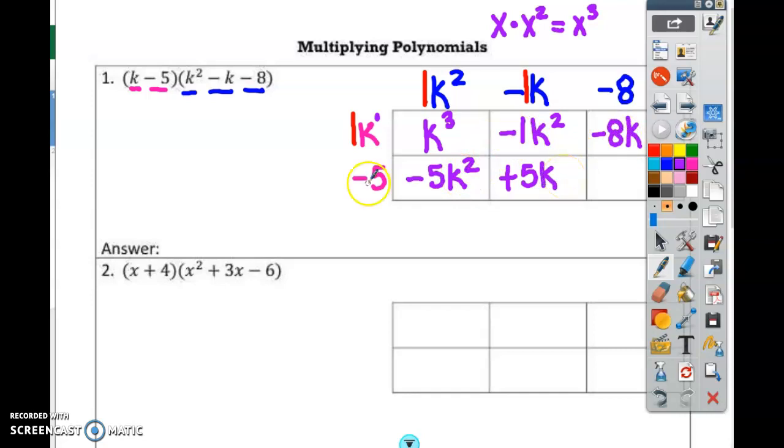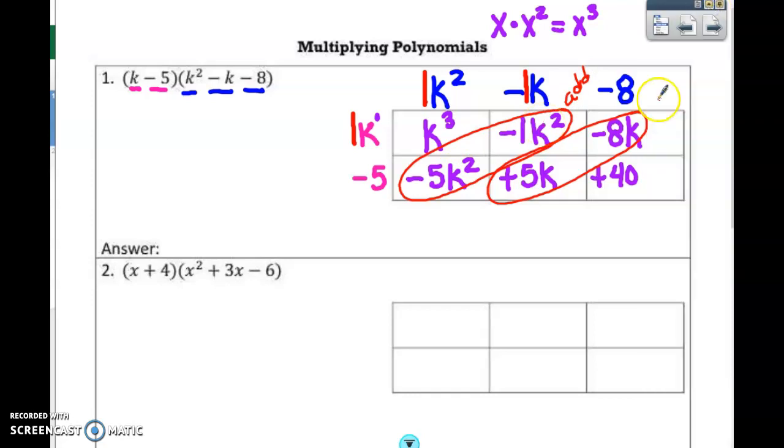Okay? And then the last one, negative 5 times negative 8 is what? Negative 5 times negative 8 is a positive 40. Okay, and like I just said, the diagonals are the same. These two have k squared, and these two have k's. And if they don't, you need to look at it again because you messed up. Okay? So what do I do with the diagonals? I add. So I'm going to add these two, and I'm going to add these two.